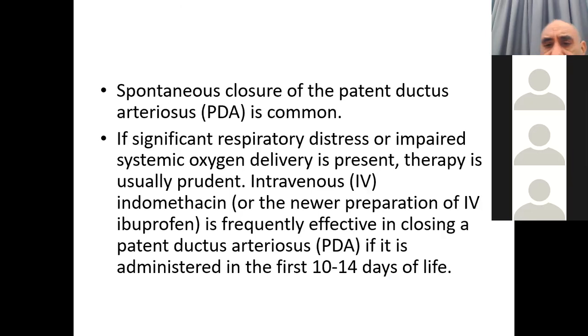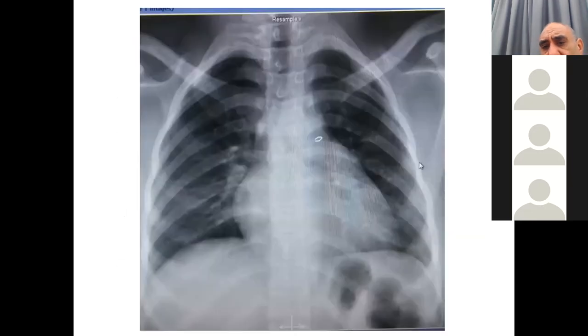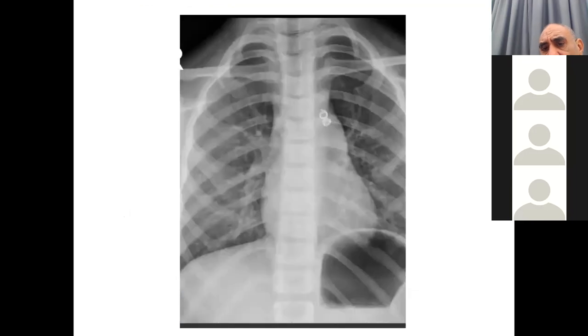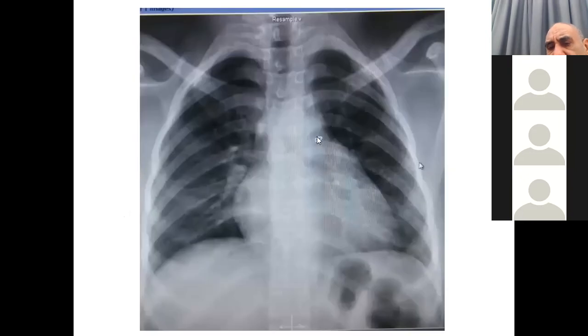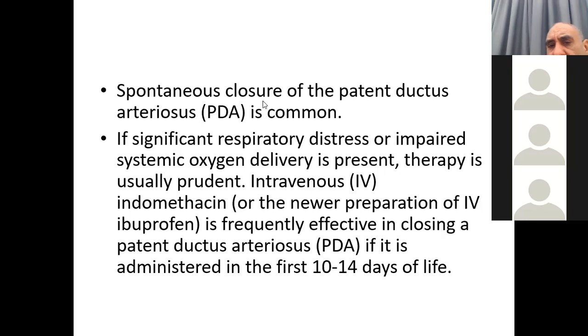So spontaneous closure of the patent ductus arteriosus. So this is patent ductus arteriosus. After some years of observation, if it didn't close by itself, we put this coil to close it. And we have these X-ray findings of a coil closure of the PDA. PDA spontaneous closure is common.